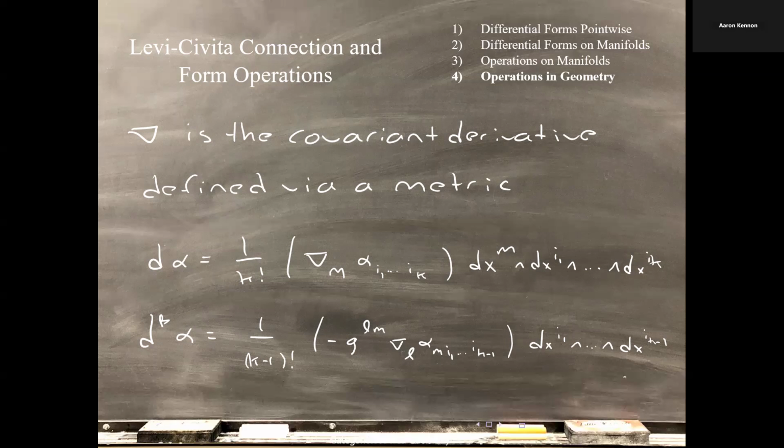Okay. So this was basically an overview of some of the operations that you get for manipulating differential forms on smooth manifolds, both with and without the additional data of a metric.